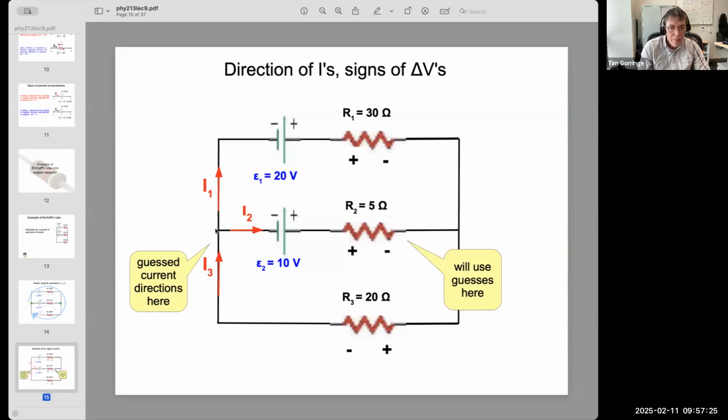So look, I guessed this arrangement here, that current I3 flows into this node on the left, and currents I1 and I2 flow out of that node on the left-hand side. So that's going to be my guess of the directions. I can't remember right now whether that's actually going to be right or wrong. We'll see, but it doesn't matter. You could guess it right, you could guess it wrong, partially right, partially wrong. It will tell you in the end from the signs of the currents whether you were right or wrong.